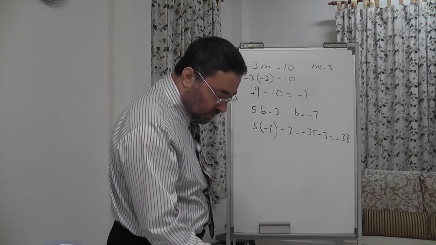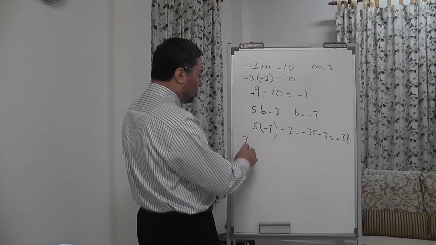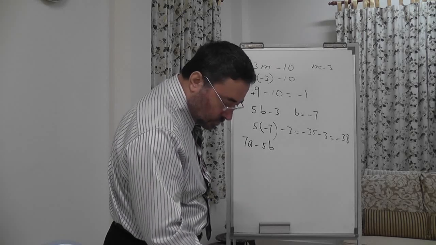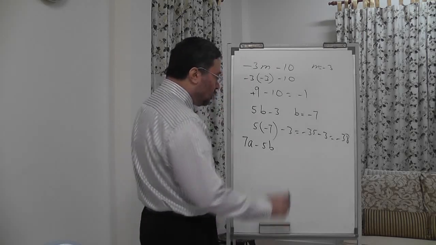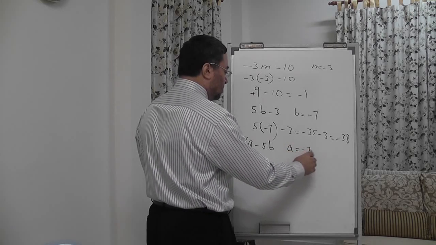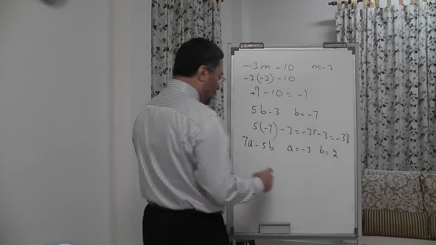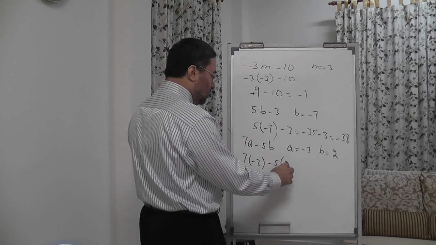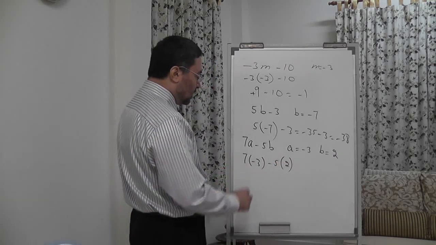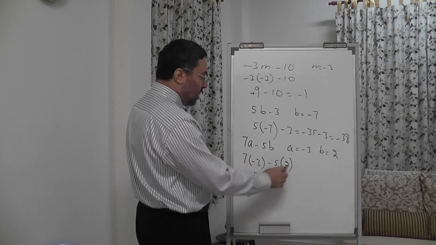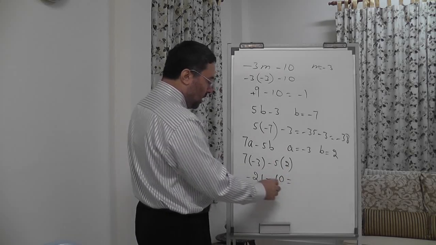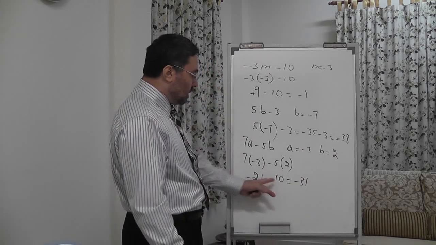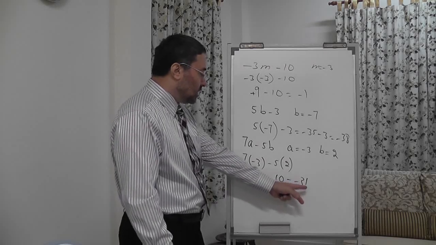Number 24, 7a minus 5b. Here we are evaluating this for a equals minus 3 and b equals 2. So 7 into minus 3 minus 5 into 2. 7 times minus 3, that's minus 21. Minus 5 times 2, that's minus 10. We add these two, that will be a negative 31. 10 minuses, 21 minuses, we have a minus 31.